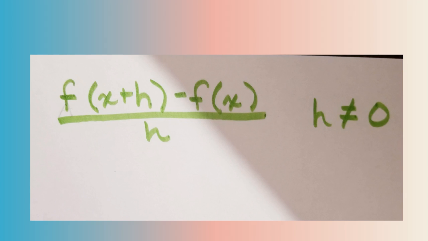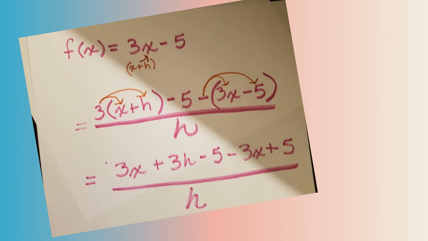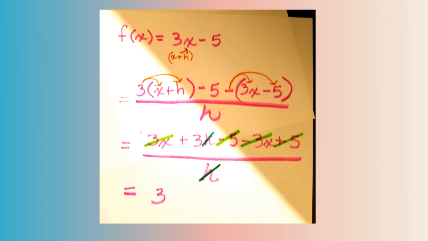Now we're looking at the difference quotient. Remember this? I sure do. But now when I look at it, I can see where all we're doing is plugging in the x plus h wherever we see the x and subtracting the equation of 3x minus 5.